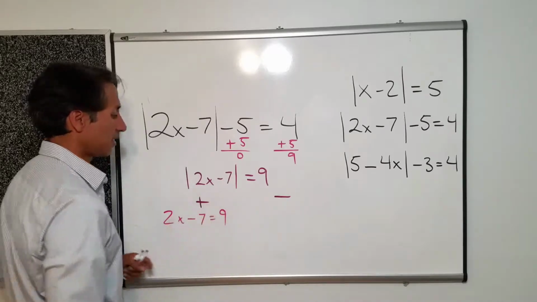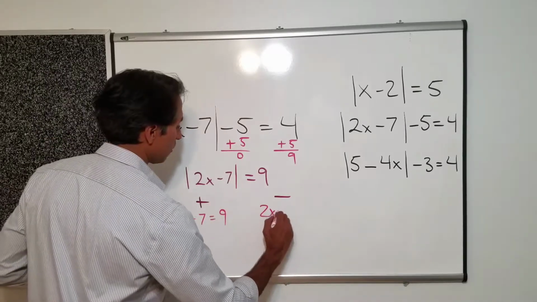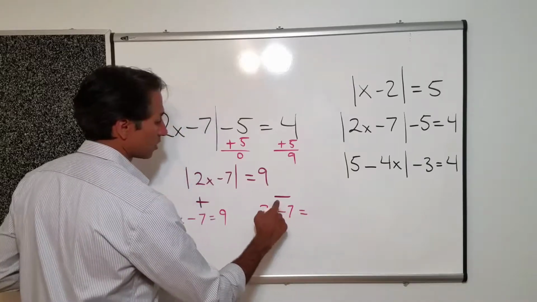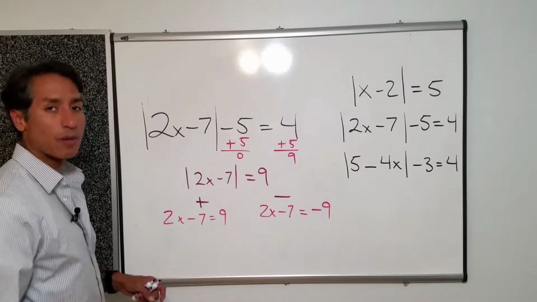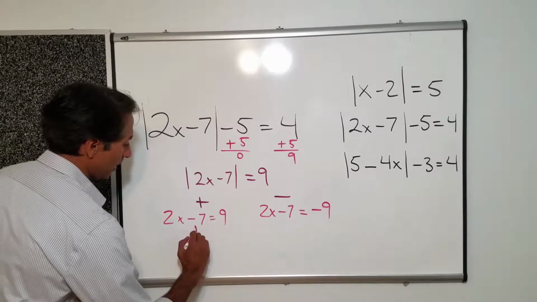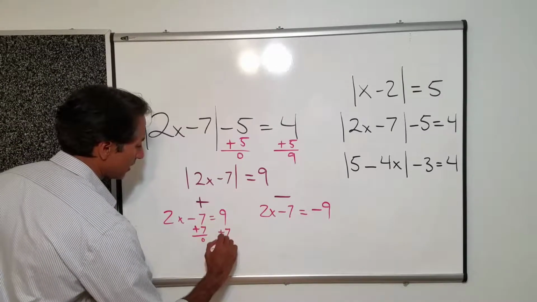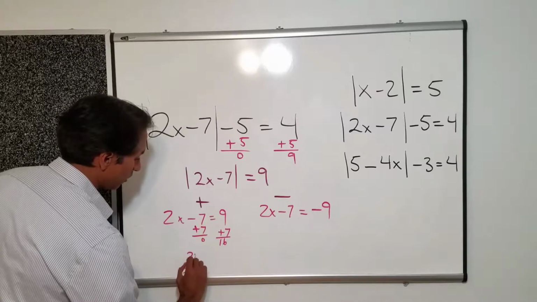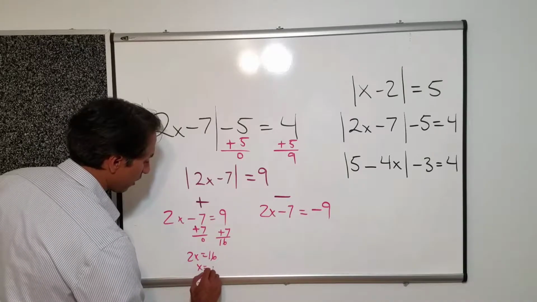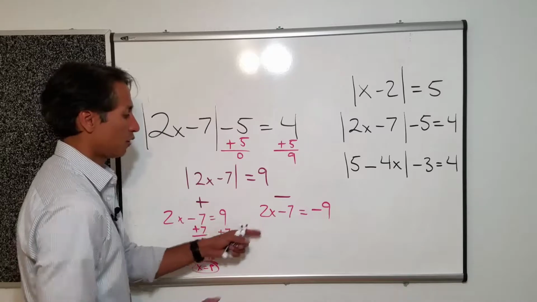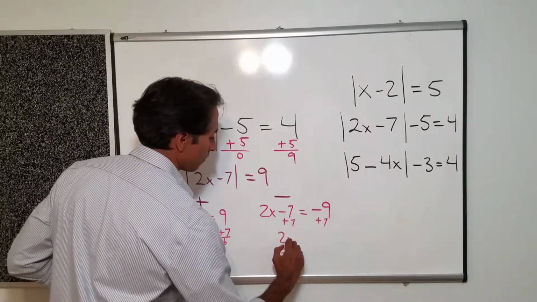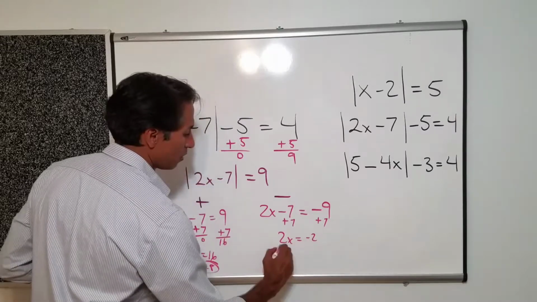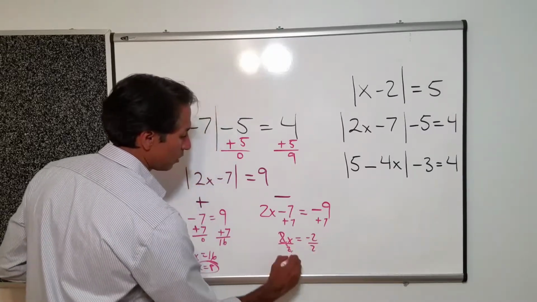This guy is 2x minus 7 equals the opposite, -9. Now we solve our equation. So we add 7, we add 7, we get 2x equals 16, so x equals 8. Over here, we add 7 and add 7. 2x equals -2. Divide by 2.